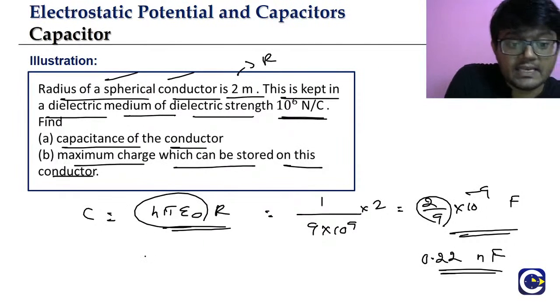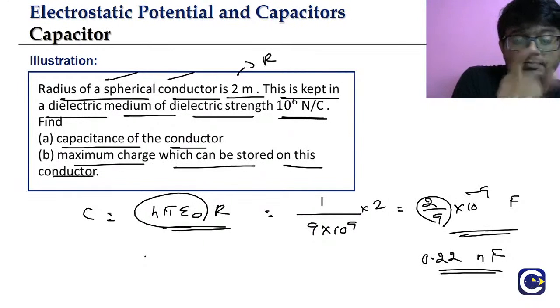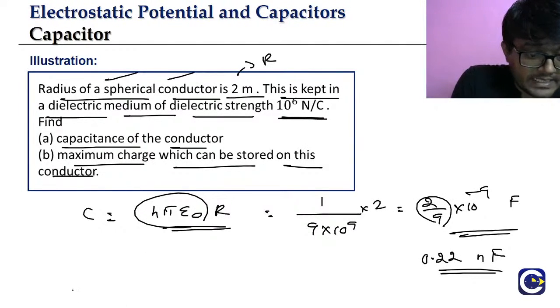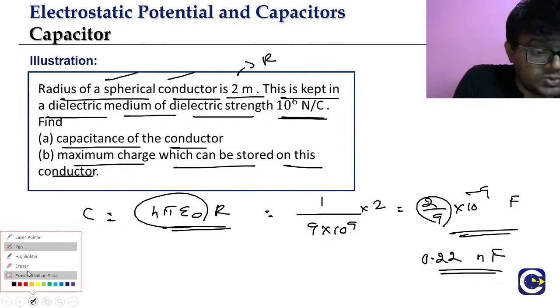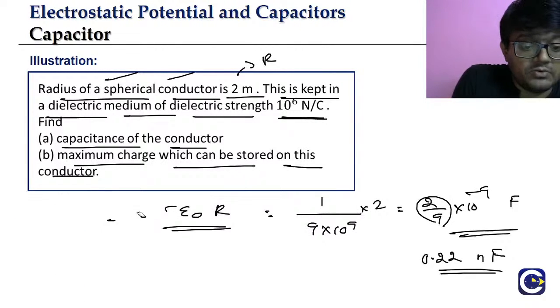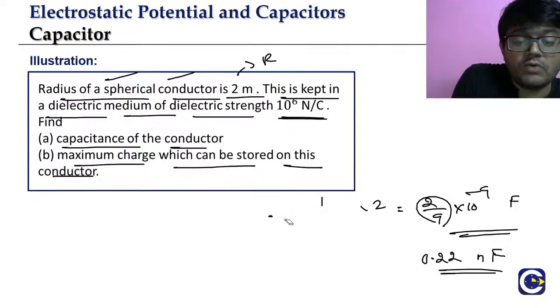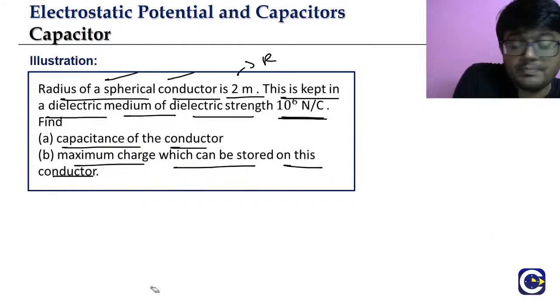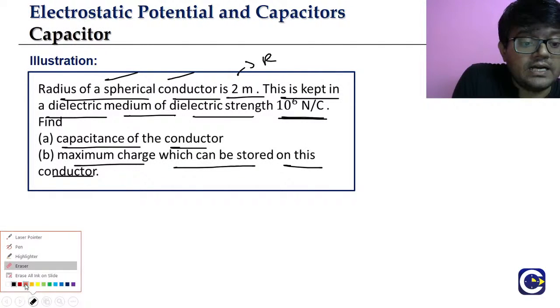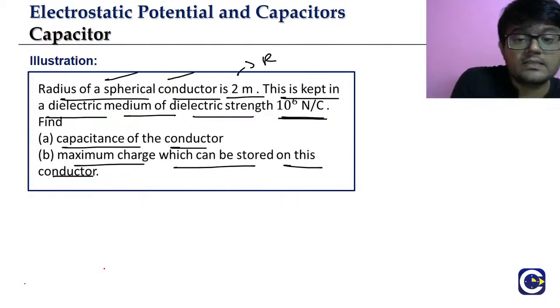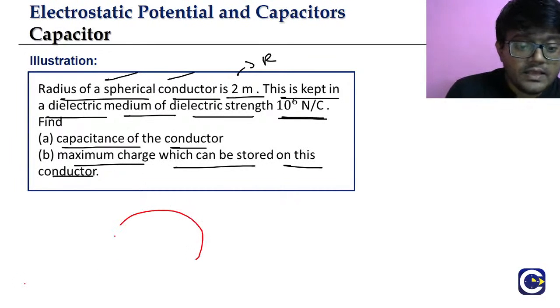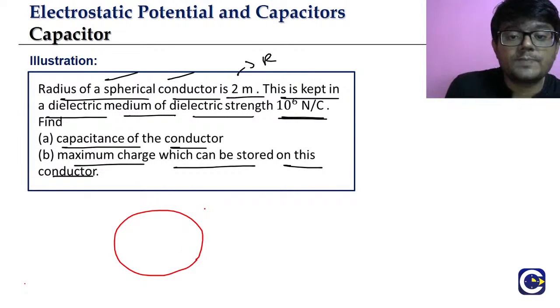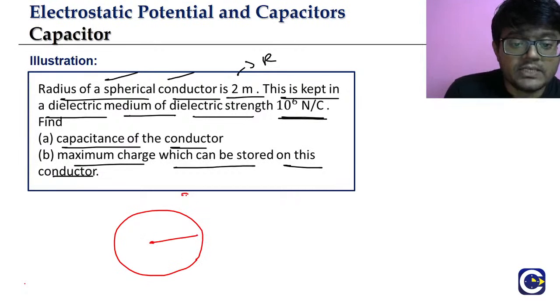அடுத்தது என்ன? They are asking us what is the maximum charge which can be stored on that particular conductor. இது எப்படி நம்ம calculate பண்ண முடியும்? How we can find the maximum charge stored on the conductor? By using the dielectric strength ஓட value. பாருங்க, it is a spherical conductor, right? We are giving a charge q ன்னு வெச்சுக்கோங்க. That is the maximum charge.